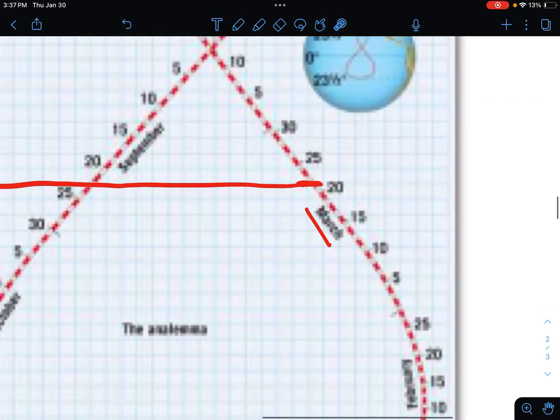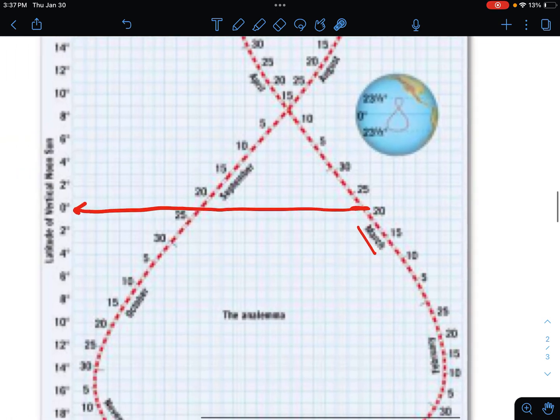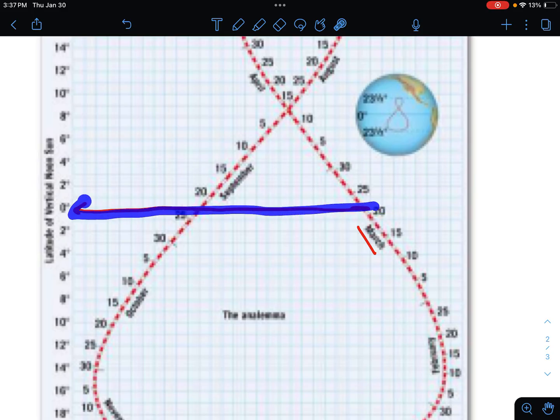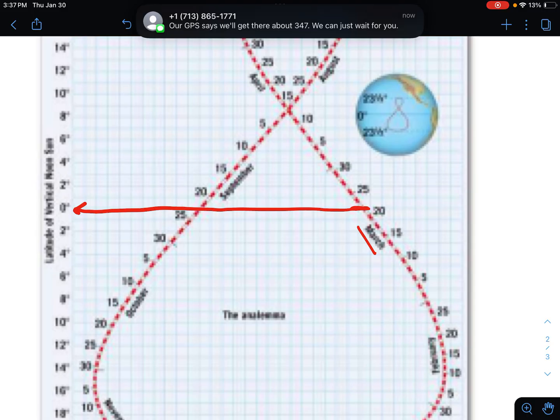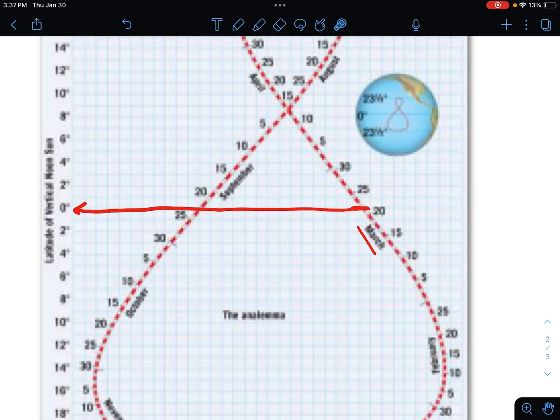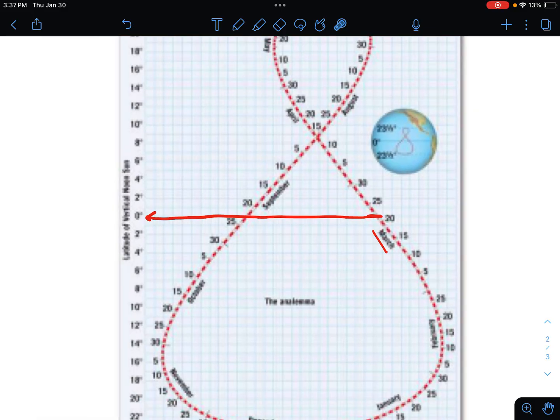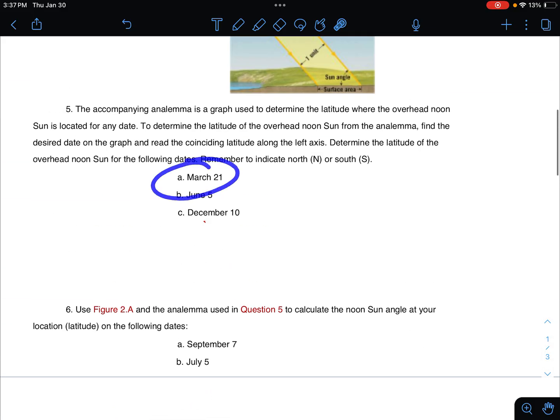So what you do, and I apologize, the digital version of this did not come out very good. You find March, which is right here. That says March, okay? And you're looking at the dates. It's going like this, right? And so March 21st is right here. And for March 21st, you go over, and it's at 0 degrees latitude. Interestingly, September 21st is on the same line. So the answer is 0 for March 21st.